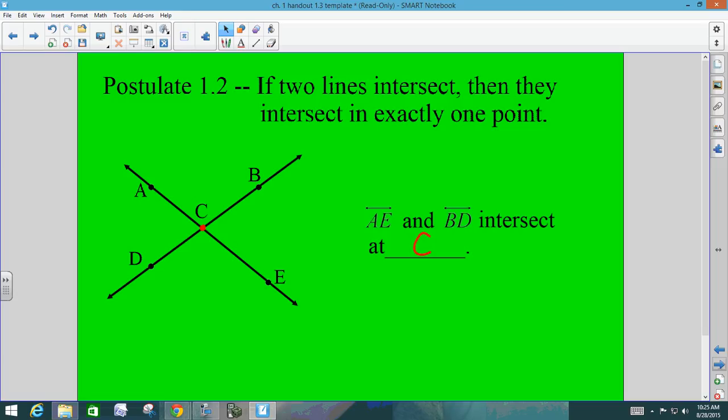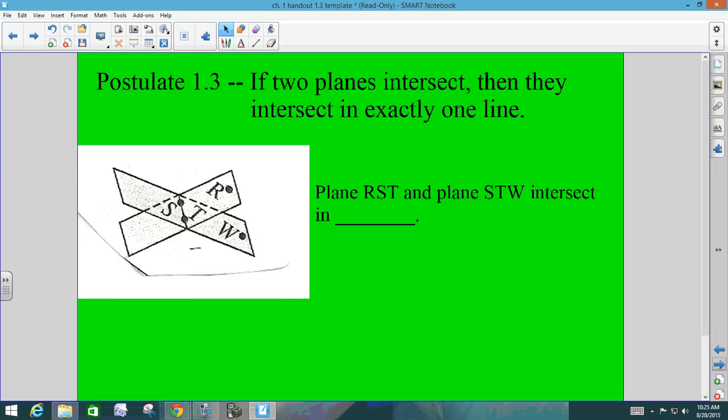Okay, so 2 points make a line. If 2 lines intersect, they intersect in a point. Rule number 3. If 2 planes intersect, then their intersection is 1 line. A plane, a flat surface. Oh, I don't know, like the ceiling, that's a plane. And the sidewall is a plane. Where they intersect, where they meet, is all along that line. 2 planes intersect in a line.